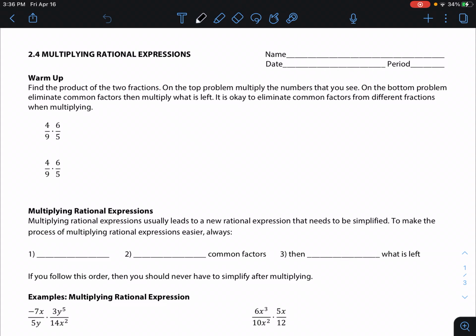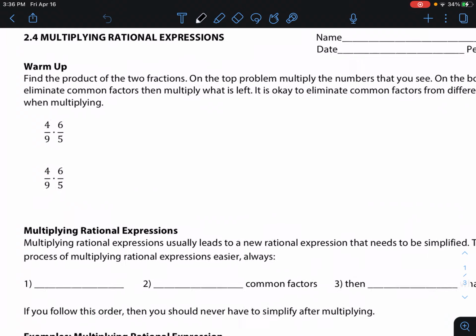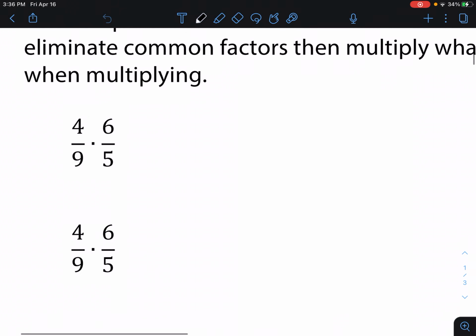All right, and what I mean by that is if you've got a numerator in one fraction that has a 2 in it and a denominator in the other one that has a 2 in it, well, you can eliminate those 2's even though they're in separate fractions. And you'll see what I mean in a second here. All right, so the first one, though, we are going to just straight multiply across, and then we're going to simplify. So we multiply across.